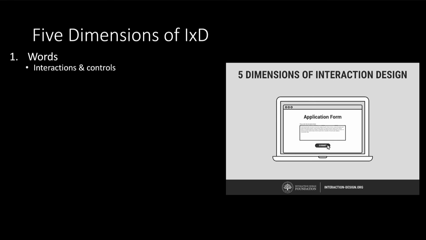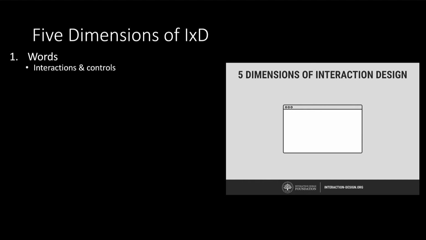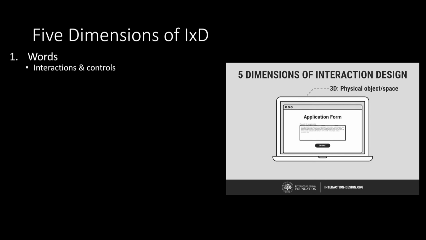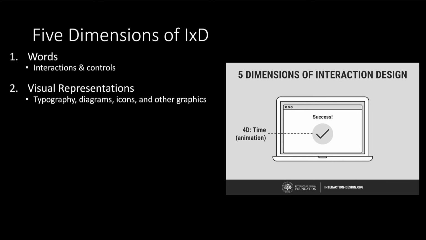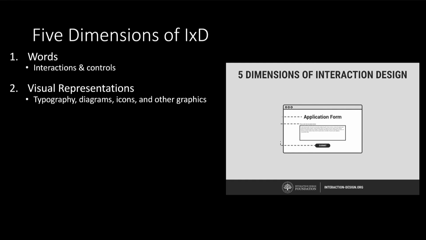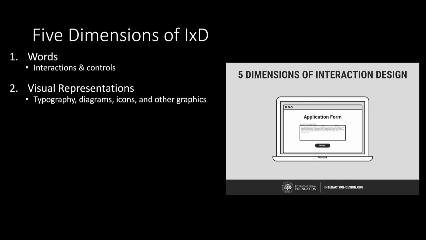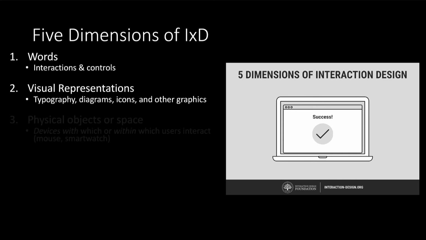The first dimension is words, which form the interactions and controls, including what we see verbally on the screen. These elements are referred to as words because they literally speak to us and call us to action. Visual representations are supplemental to the words, and they include things like type, diagrams, icons, and other graphics to help the user identify the parts of an interface and the elements of the interaction.